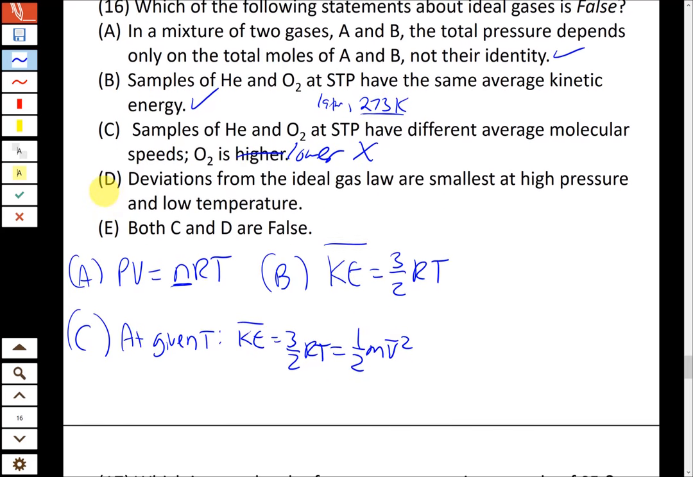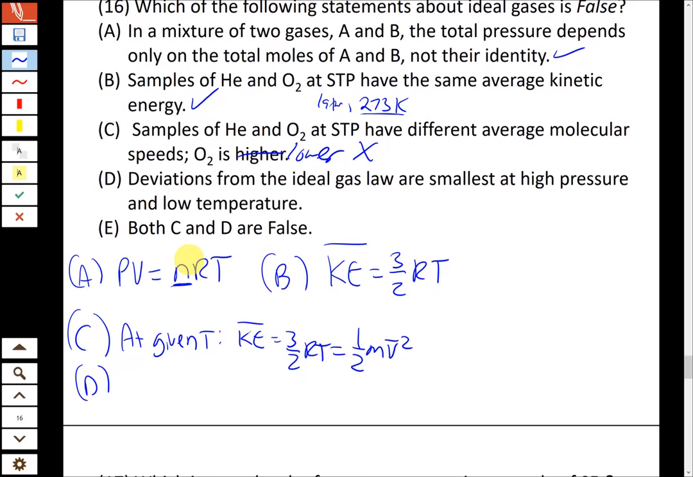And then finally for choice D here, deviations from the ideal gas law are smallest at high pressure and low temperature. So when we're talking about deviations from the ideal gas law, remember that they happen for two reasons. Gases that follow PV equals nRT perfectly are called ideal gases. In real life, they don't follow this equation perfectly, and why is that? So the reasons are, related to stuff we learned in chapter 9, real gas molecules have some attraction between each other. Those intermolecular forces, dispersion forces, dipole, whatever kind of forces are relevant.